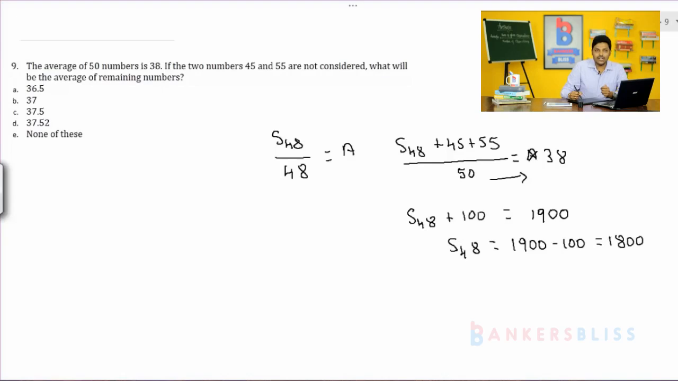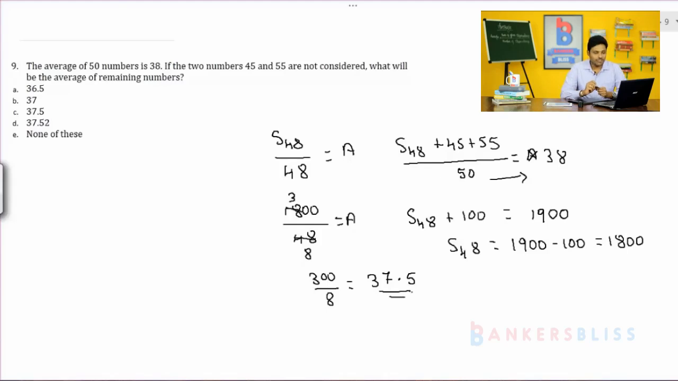So now you have to calculate the new average. The new average will be 1800 by 48. 6 3s are 18, 300, 6 8s are 48. So 300 by 8: 8 3s are 24, 6 carry, 8 7s are 56, 4 carry, 8 5s are 40. The new average is 37.5. So here option C.